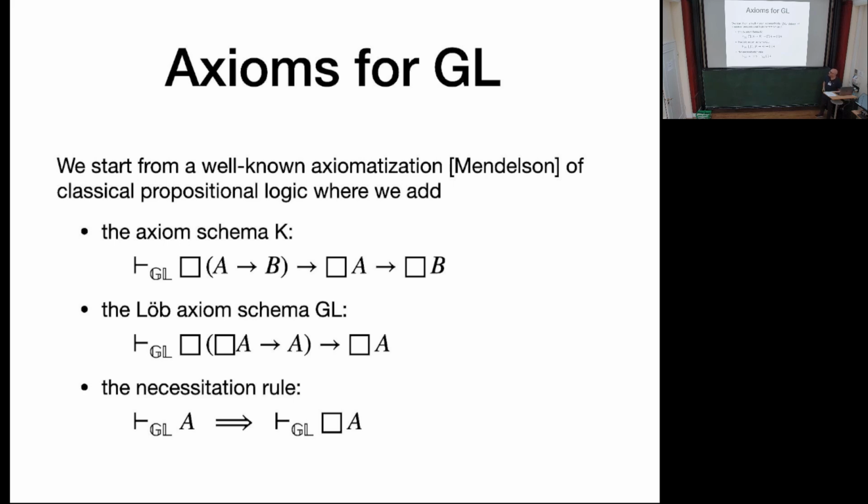Okay, and this gives you, with the necessitation rule, which says that if you can prove A, you can prove box A, the modal logic K. And to have the logic GL, you have to add another axiom, which is the Löb axiom schema, which we saw, which is the axiom corresponding to Löb's theorem.